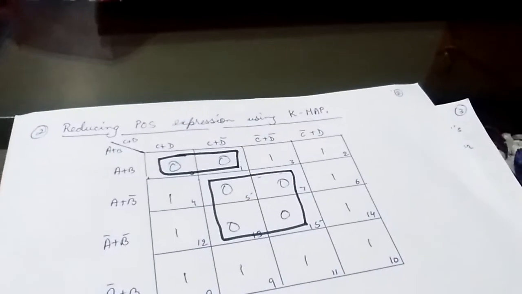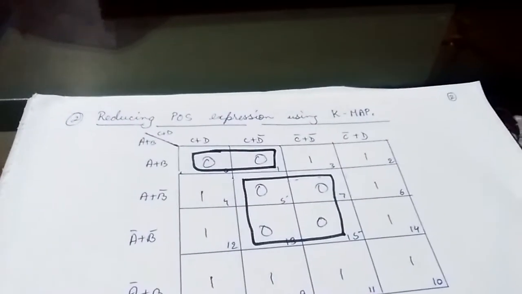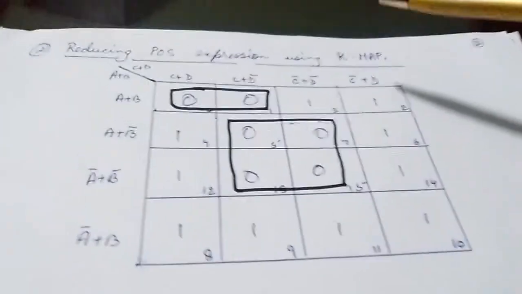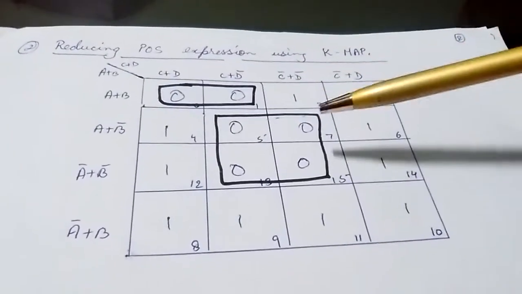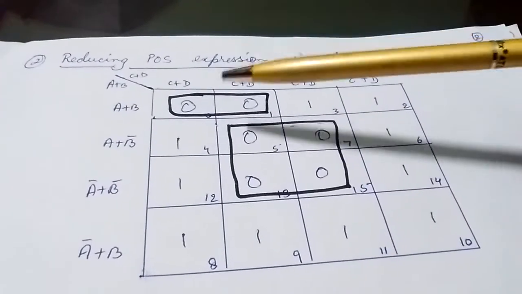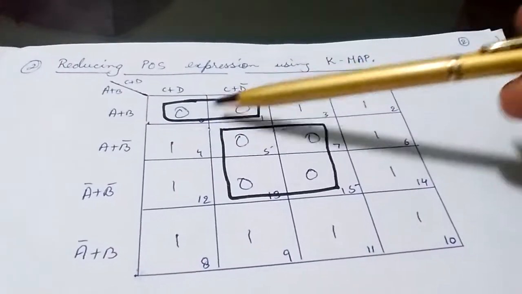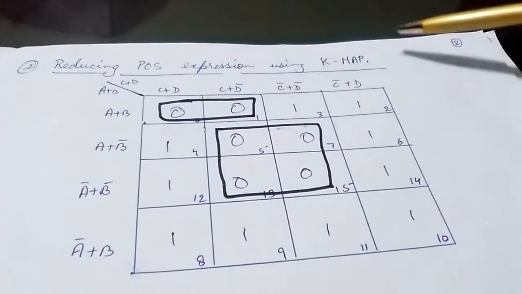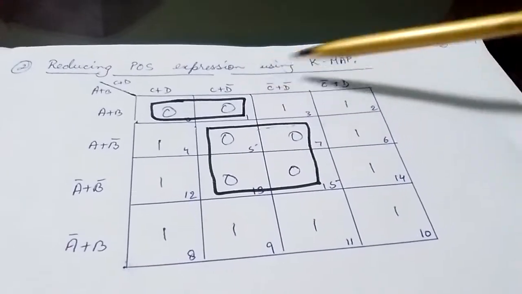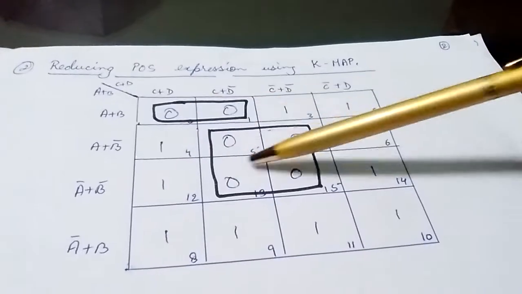Let us see another part of the Karnaugh map, that is to reduce the POS expression by using the K-map. Now it is very important to remember, in SOP we go with ones, so we do the pairing, quad or octet of ones, but in POS we do it with zeros. So we will plot a Karnaugh map, and wherever the values are provided, those places we will put 0.